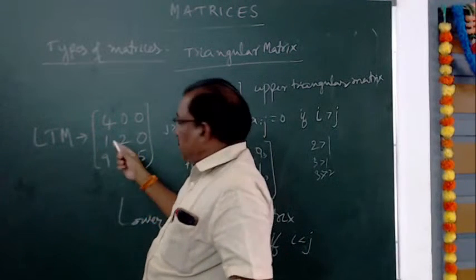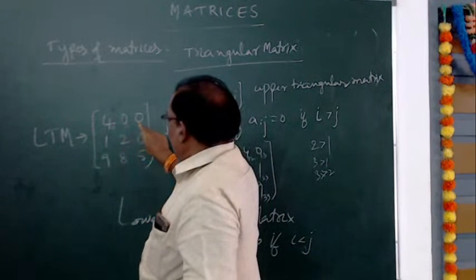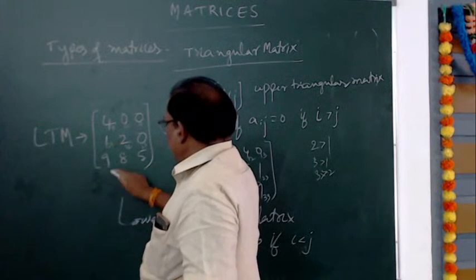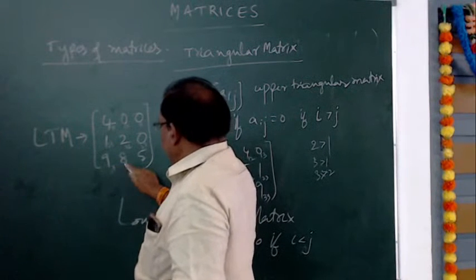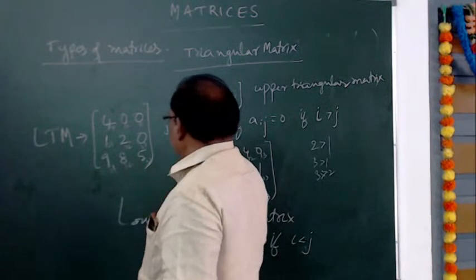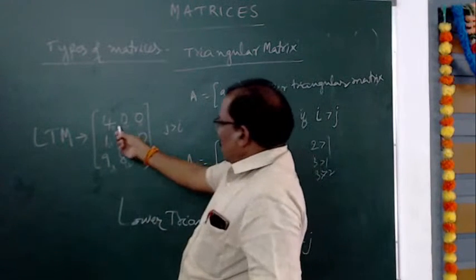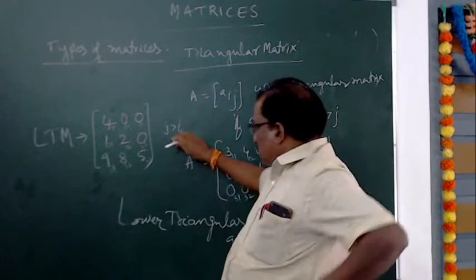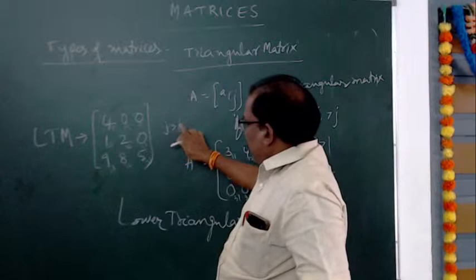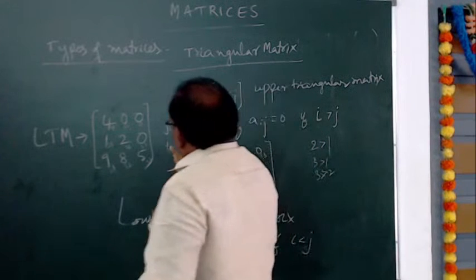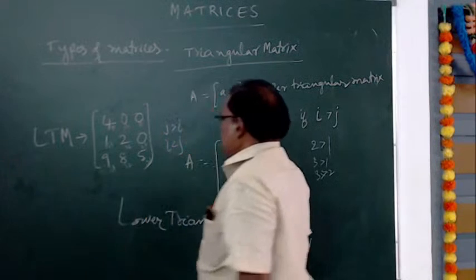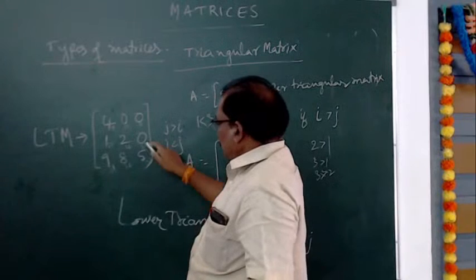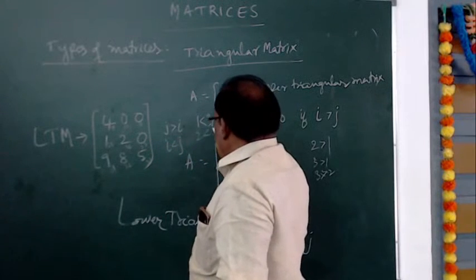What are the element positions here? 1,1, 1,2, 1,3. This is 2,1, this is 2,2, this is 2,3, this is 3,1, this is 3,2, 3,3. Take this: what is the position of the 0? 1,2. That is J greater than I, or I less than J. 1,3 also, 1 is less than 3. Here also 2,3, 2 is less than 3.